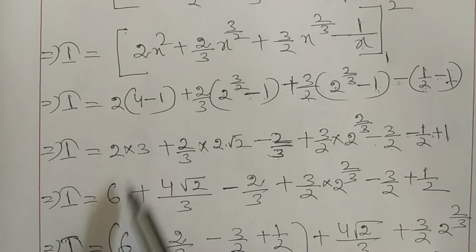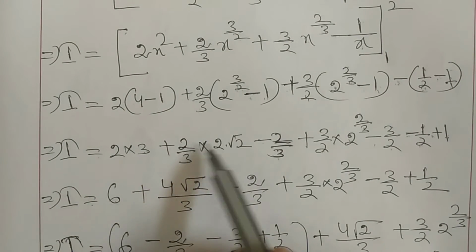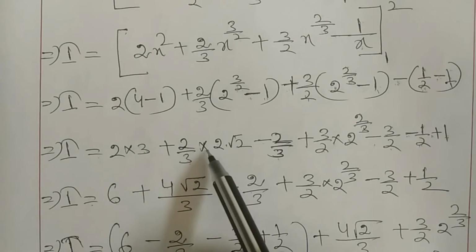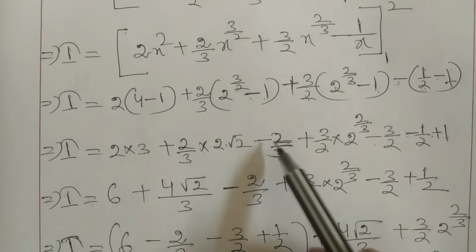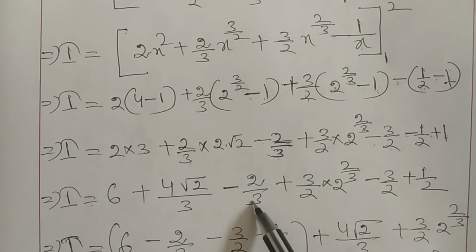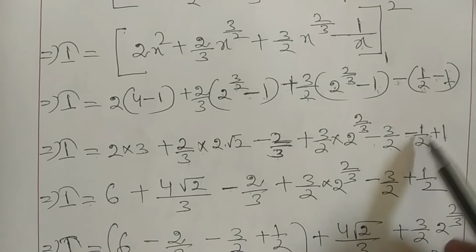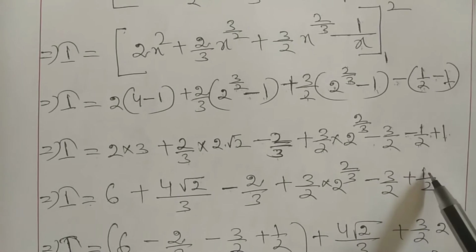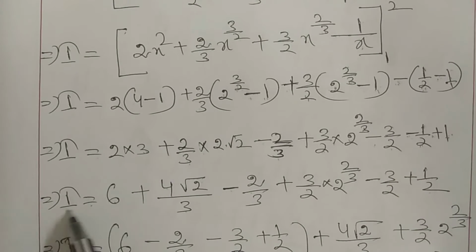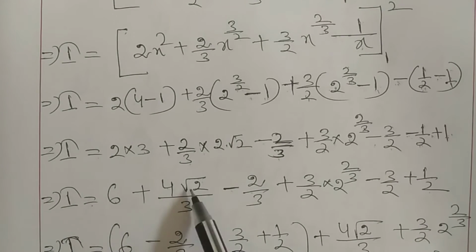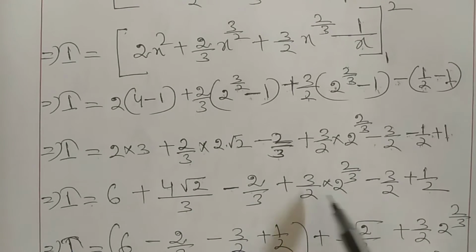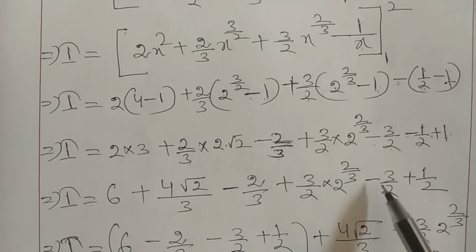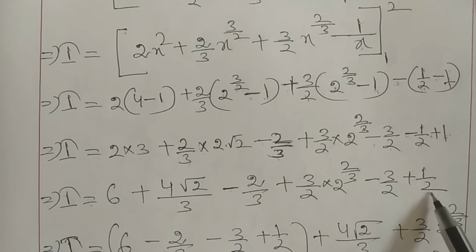Here 2 into 3, this is 6, and 2 into 2, this is 4, so 2/3 into 2 into root 2, that is 4 root 2 by 3. Here minus 2/3, so this is minus 2/3, and here minus 1/2 plus 1, this is equal to plus 1/2. So I is equal to 6 plus 4 root 2 by 3 minus 2/3 plus 3/2 into 2^(2/3) minus 3/2 plus 1/2.